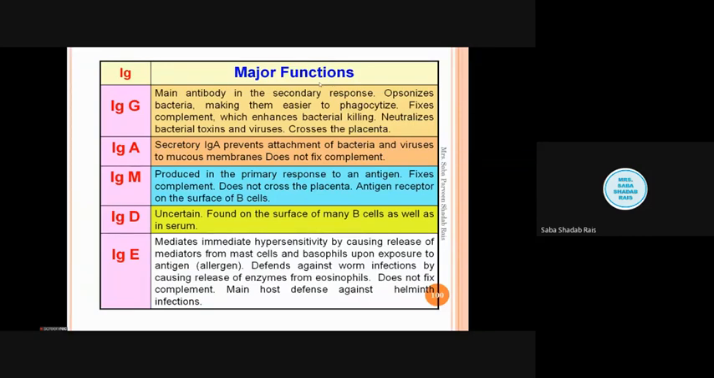IgD, uncertain role, found on the surface of B cells as well as present in the serum. But when we talk about IgE, it can mediate hypersensitivity. It can cause release of mediators from the mast cell and basophil on exposure to allergens. It can defend against parasitic infection by releasing enzymes from the eosinophil. It cannot fix complement. It gives the main host defense against helminth infection. So this is all about the antibody.